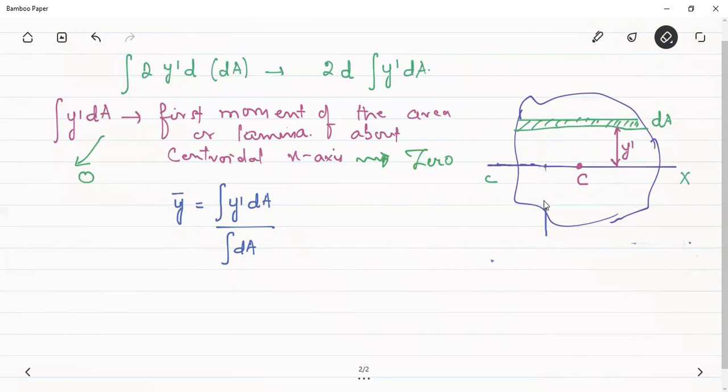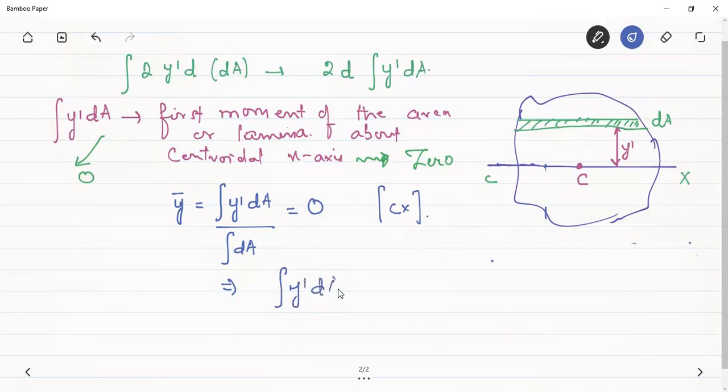Therefore, from this equation, you can see that this y coordinate of the centroid is 0, but about which axis? About the centroidal x-axis. So since the integral of dA has some area, it can't be 0. Therefore, this term is 0. Y dash dA is equal to 0.